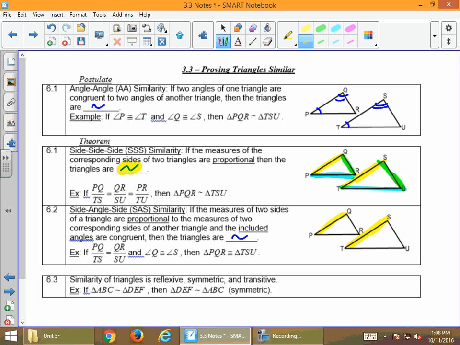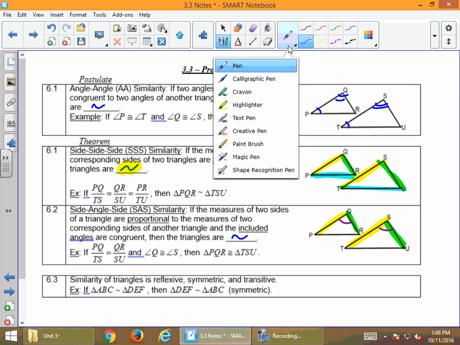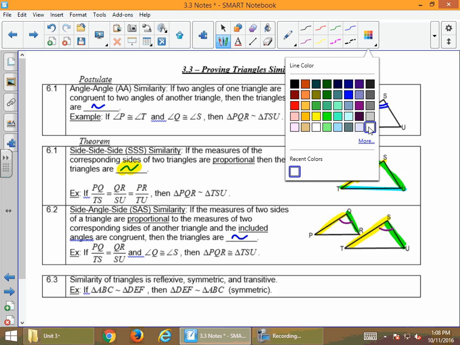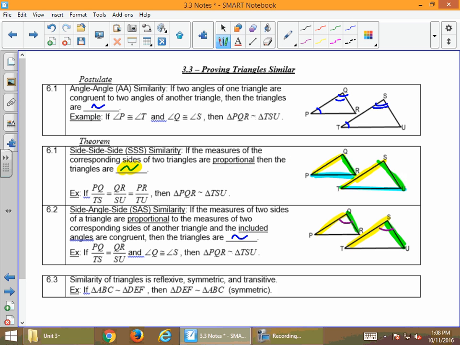over TS is the same as QR over SU, the ratios are the same, and that angle in between those sides, so angle Q and angle S, if those angles are the same, then we know those triangles are similar. Because side angle side, similarity. Similarity. Okay. Questions over that?